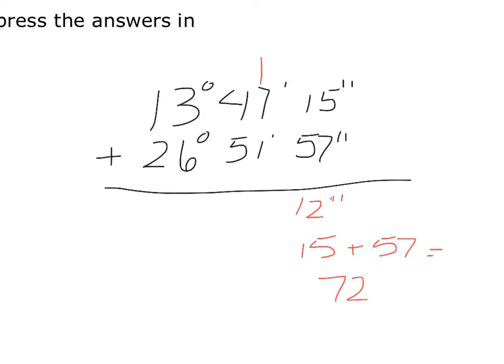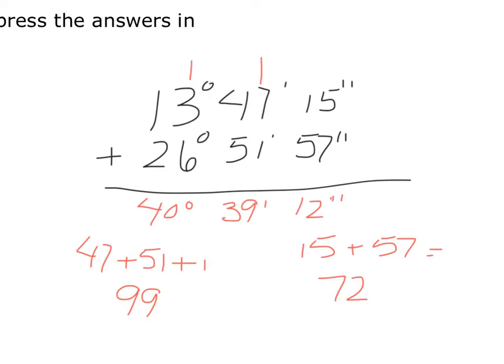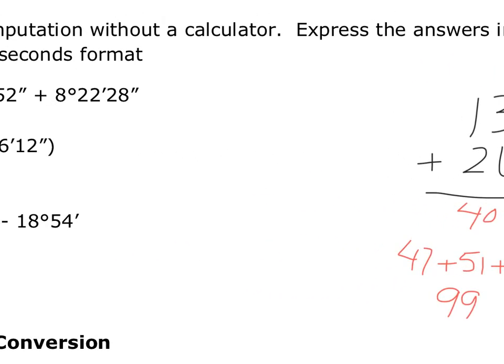So now I'm going to do my minutes. I'm going to have 47 plus 51 plus that 1 that I added to it. When I add all that up, what do I get? 99. Is that okay to put 99 minutes? No. So how much am I going to pull off? I'm going to pull off 60. What am I left with? 39 minutes. I'm going to add 1 up there. And now I finally get to do this last one, which is 13 plus 26 plus 1 more, which gives me 40. And that is my final answer. So we have to carry on here, and you may need to borrow.